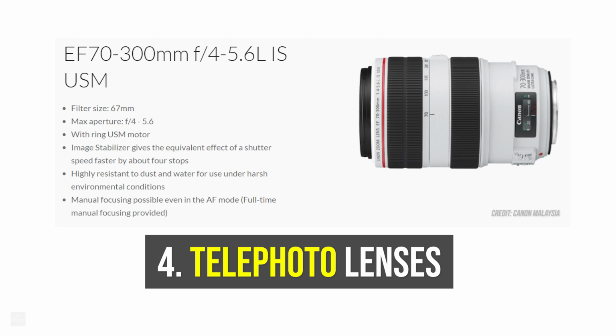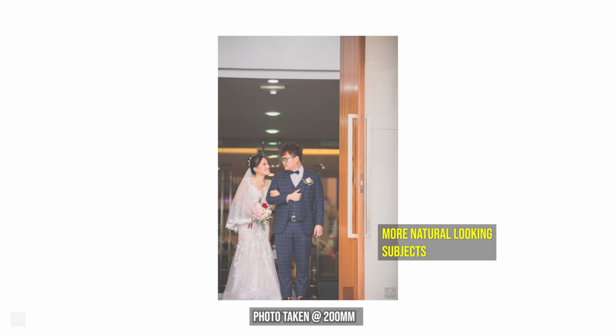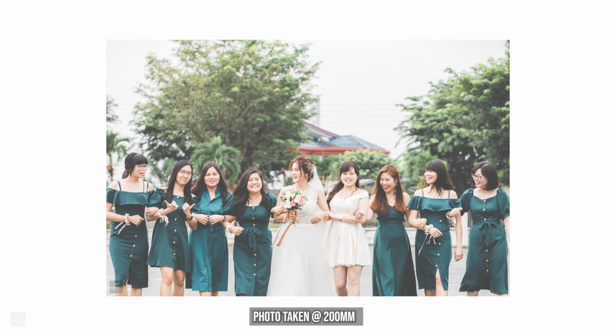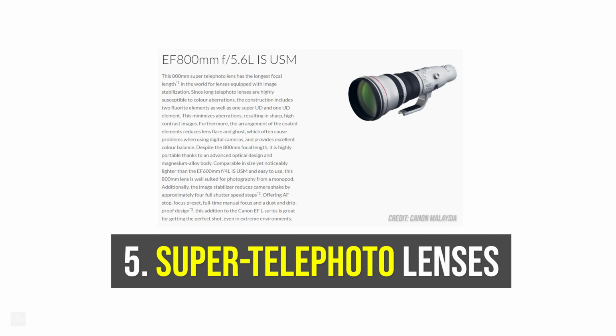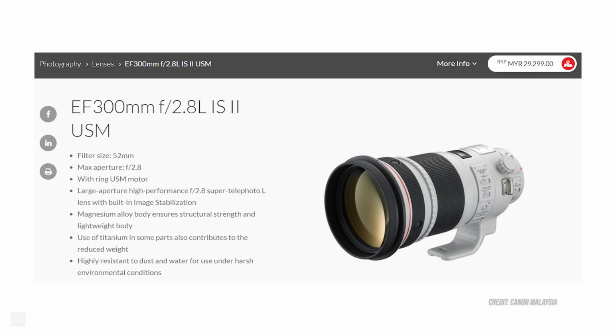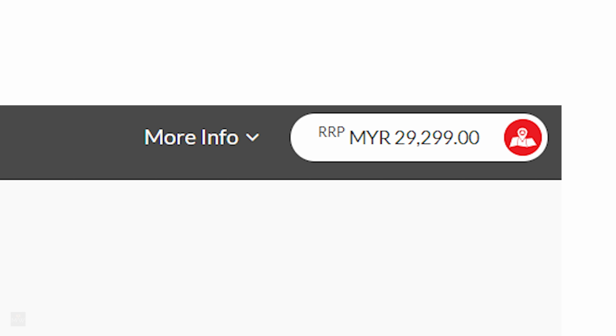Next, we have telephoto lenses. These are lenses which go from more than 70mm to 300mm. While providing greater reach, these lenses provide lesser lens distortion and can be used for portrait photography. Next, we have the super-telephoto lenses, which offer a focal length of more than 300mm. Be mindful, however, that pricing can go a lot higher, and they are usually used in wildlife, sports, or even deep astrophotography.